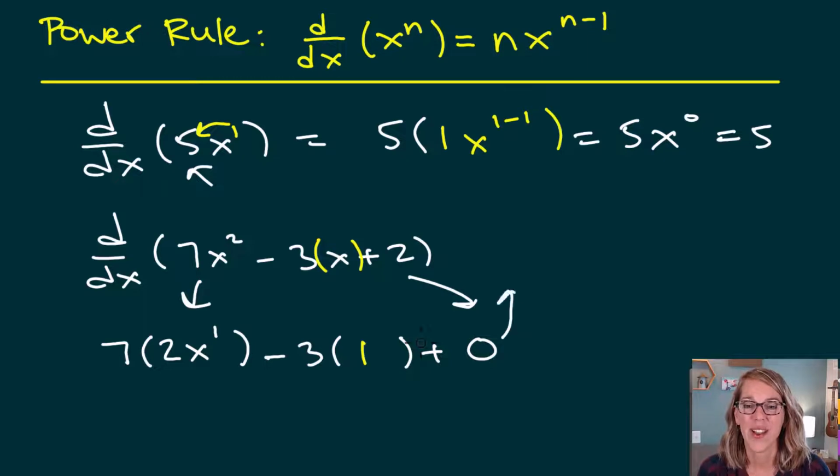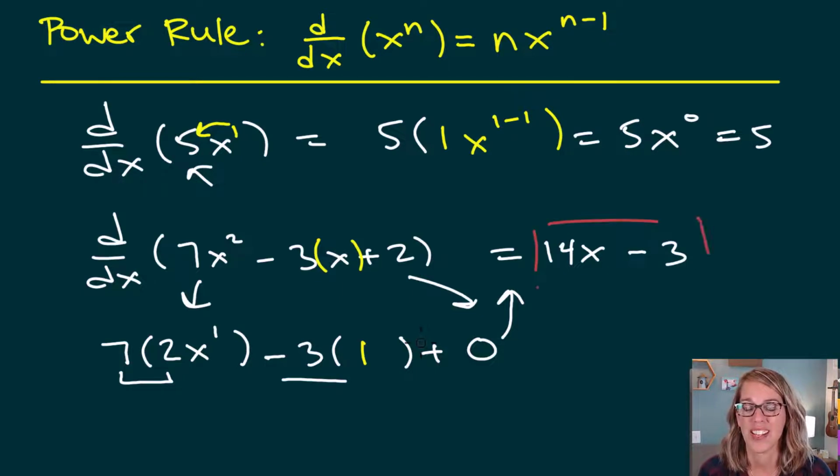Let's go ahead and put our answer up here. As I do the math here, I get 7 times 2 is 14, and I've got that x, so I've got 14x minus 3, and the rest is equal to 0. So this is my answer right here.